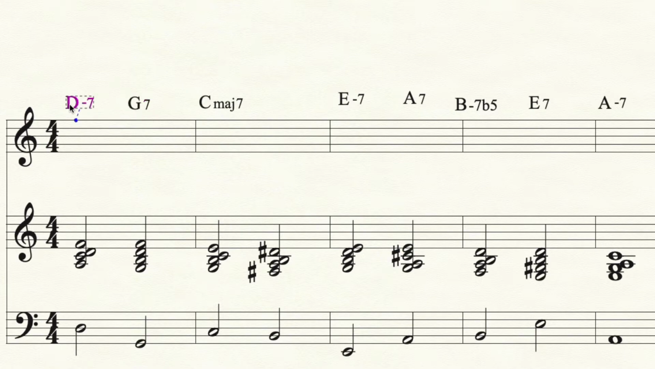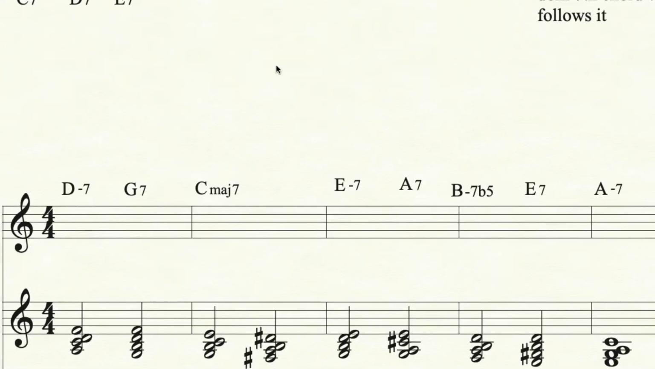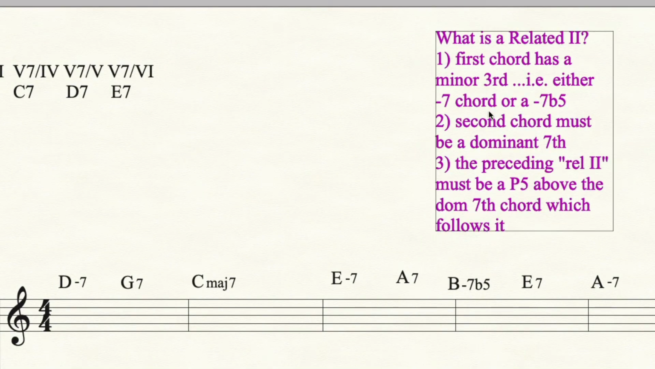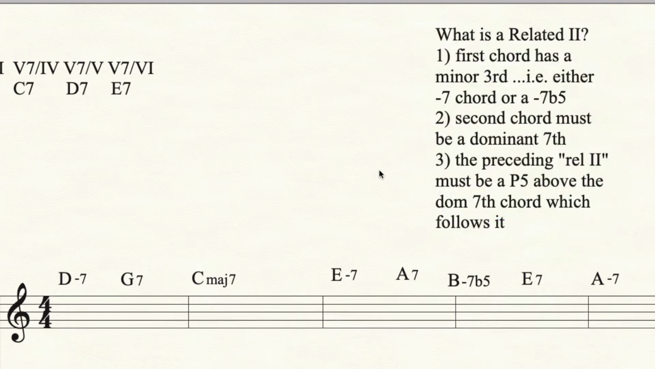It can only be a related 2 in relation to something, and in this case, in relation to a dominant chord down a perfect fifth. So that's a related 2. That's the description of it. Here's the checklist. It must fulfill all 3 of these requirements. If it fails in even one of these ways, it is no longer a related 2.